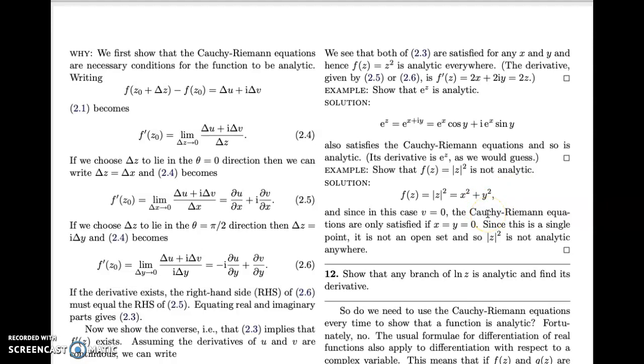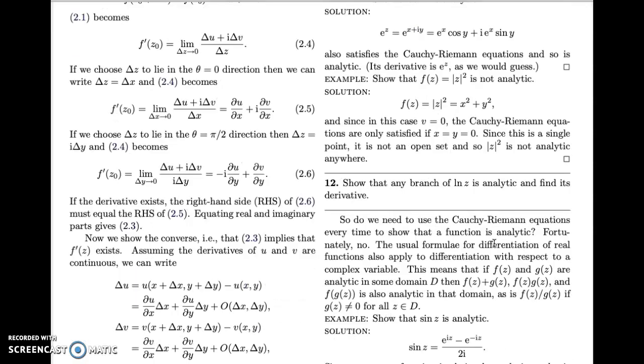Now the problem is, you might say, oh, does that mean that this is analytic just at that single point? But there's no such thing as a function which is analytic at a single point, because to be analytic, it needs to be well behaved in an open set. So there needs to be points outside that point where it's also analytic. Also, the derivative also exists. So actually, mod z squared is not analytic anywhere for that reason. Okay, so you can now do question 12. Show that any branch of log z is analytic and find its derivative.